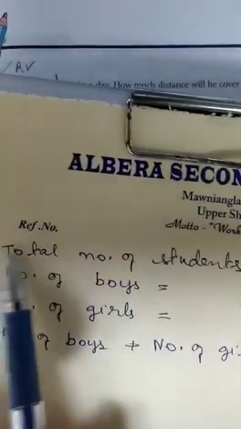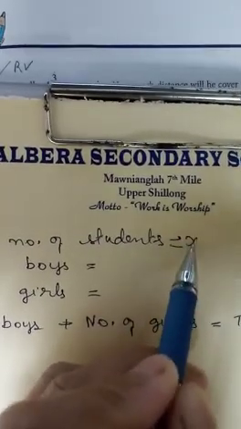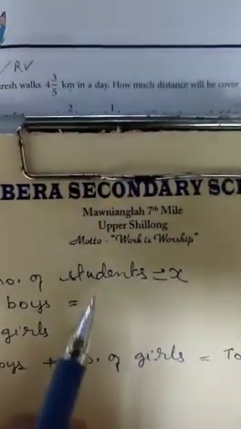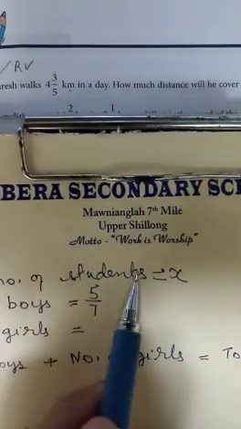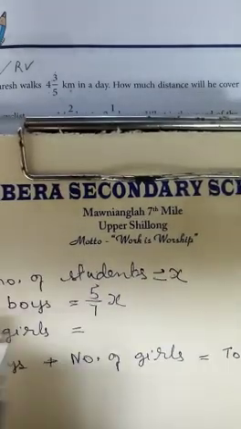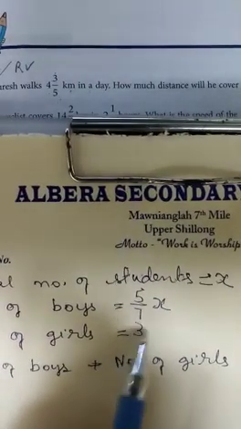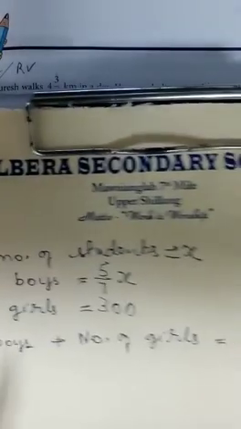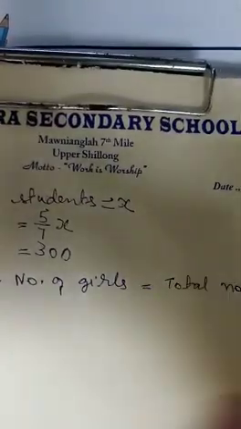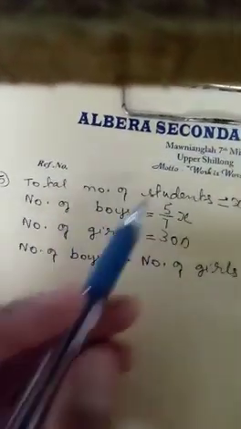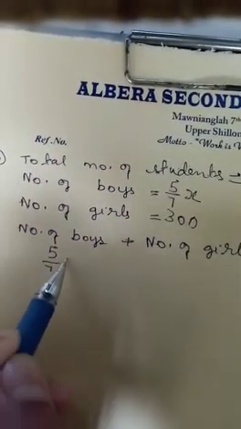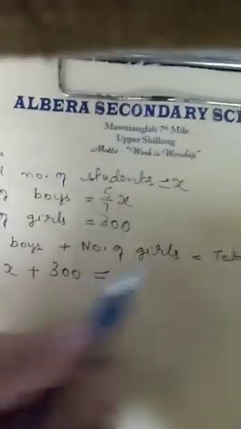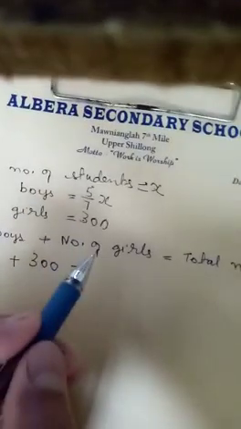The total number of students, we take it to be X. Then the number of boys, they already say it is 5 by 7 of the students. So we write it as 5 by 7 of X, of meaning multiply. Number of girls is already given as 300. If we use our common sense, we can clearly say that if we add the number of boys and the number of girls, it will be equal to the total number of students. So 5 by 7 of X plus 300 will be equal to X.